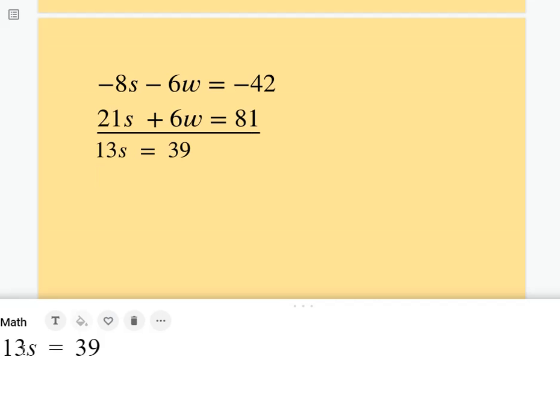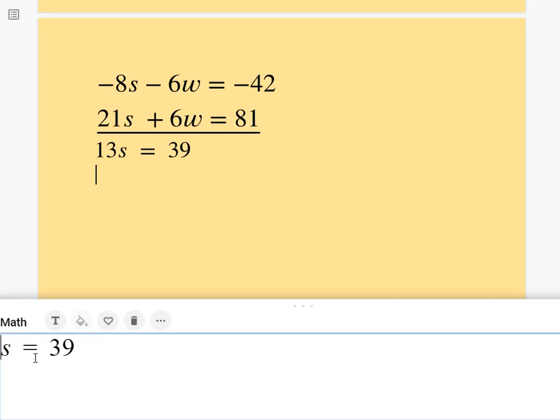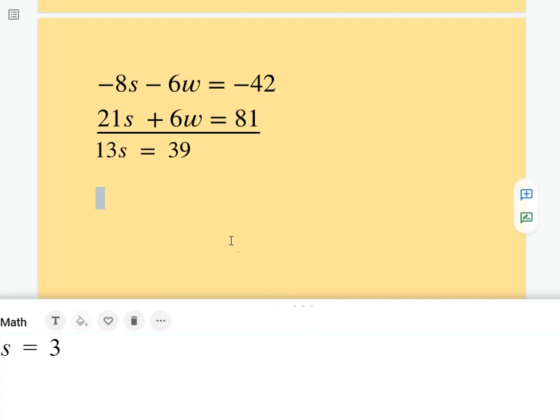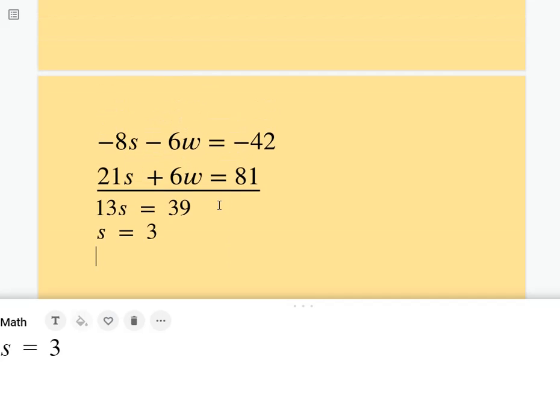You get S equals 39 divided by 13. What is 39 divided by 13? That is 3. Right? So S equals 3. So we'll enter it there. So what we get is S equals 3. See? So each strip costs $3. That's what that says. That's all.